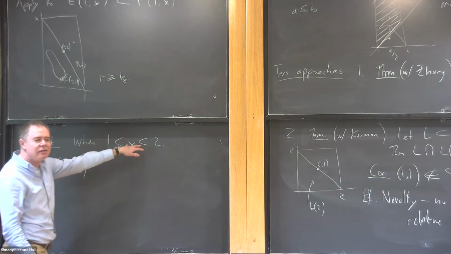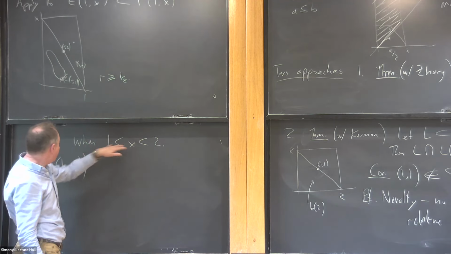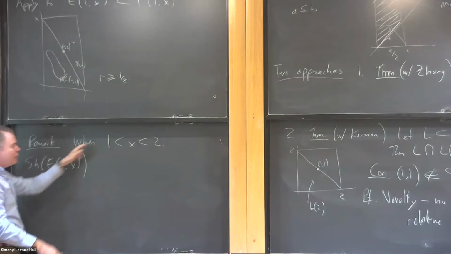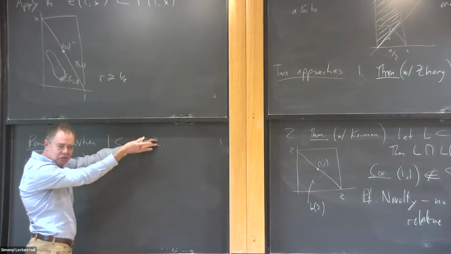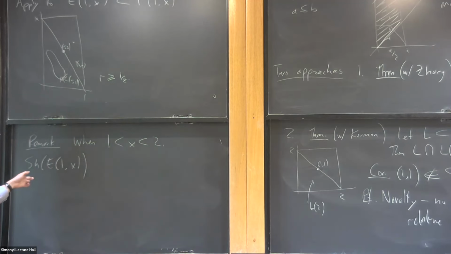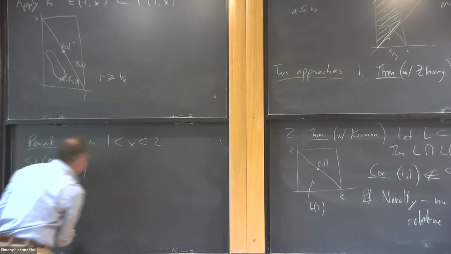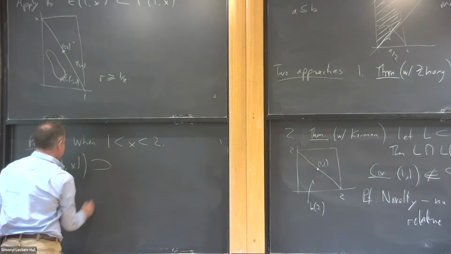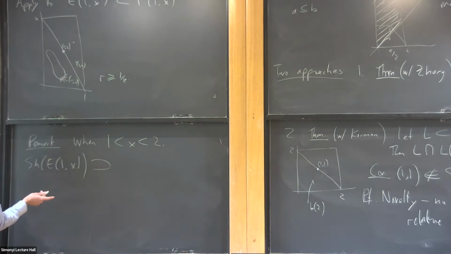Right, so I know when x is 1, this thing is just a ball. I know what the shape is. When x is bigger than 2, it follows from this. So the question is, what do you get in between 1 and 2? All I know is that it contains... what's the M here?